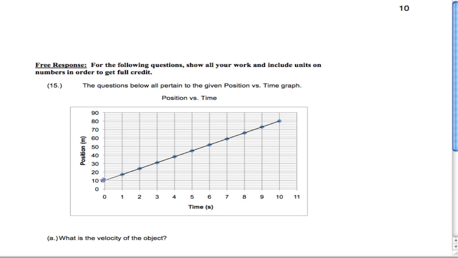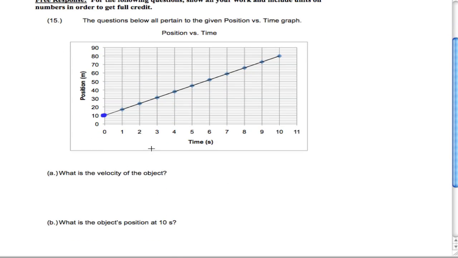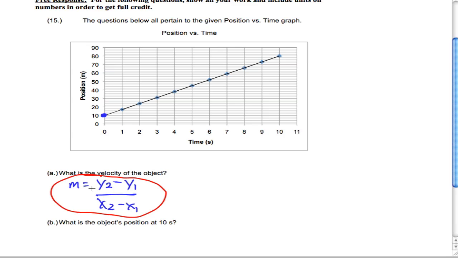Notice my initial position here is 10 meters, and I'm moving at a constant rate. So it says, what is the velocity of the object? To get the velocity of an object from a position versus time graph, this takes us back to the buggy lab. Let's get the slope. Now the slope formula traditionally is y2 minus y1 over x2 minus x1. But let's remember, we're not doing algebra. So I know you can write it this way, but I personally am not going to use this formula.